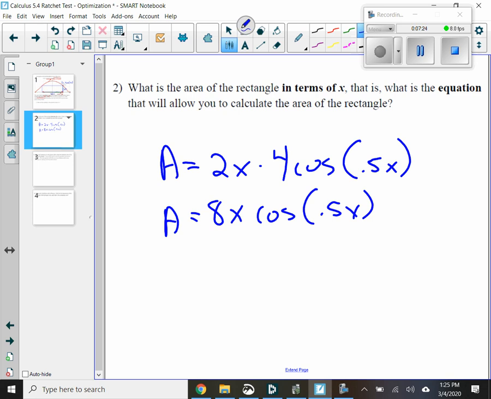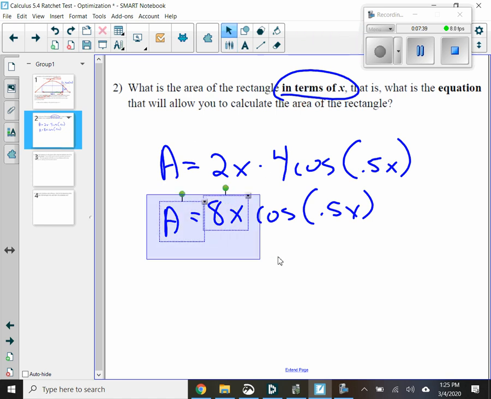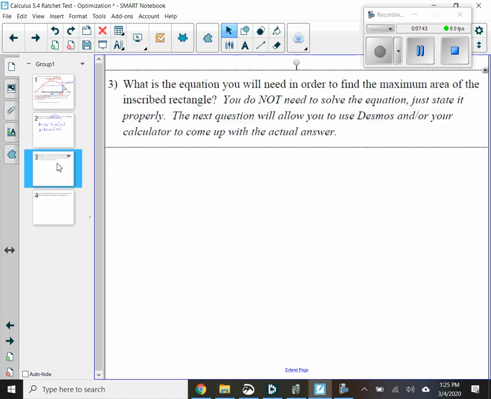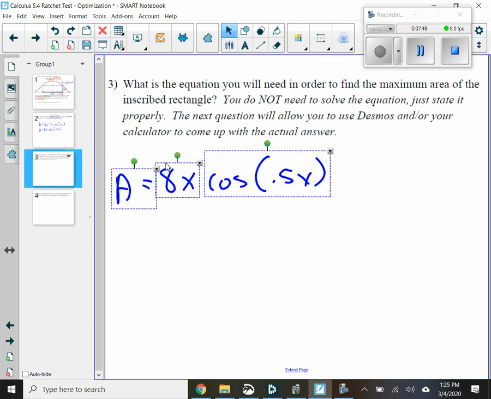Okay, and that's all I'm asking for. What is the area of the rectangle in terms of x? That is the answer so far. Okay, so let me copy that. Now it says, what is the equation you will need in order to find the maximum area of the inscribed rectangle?